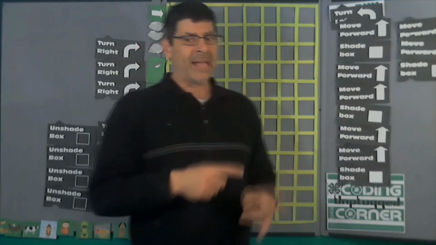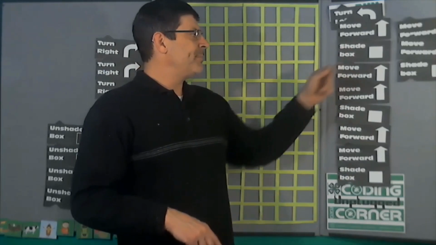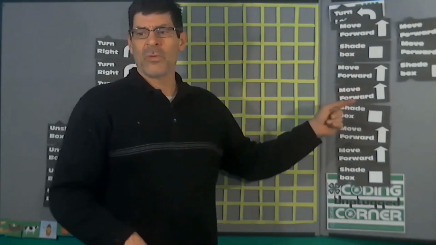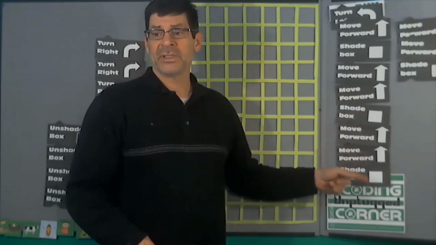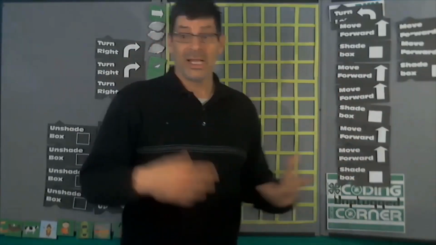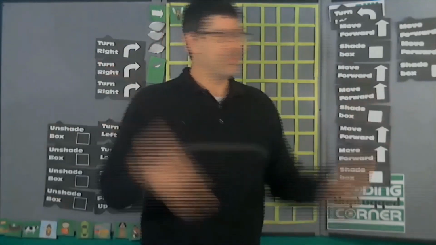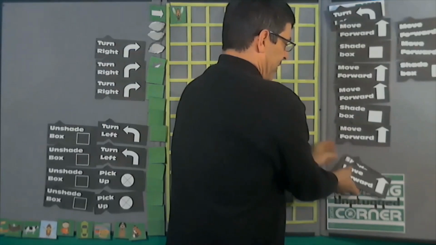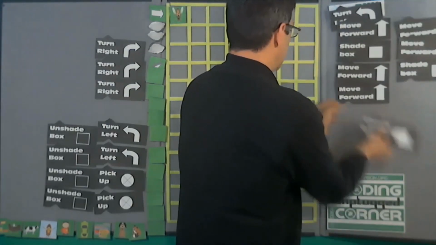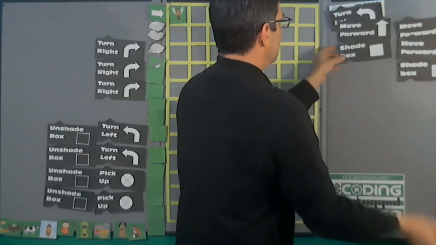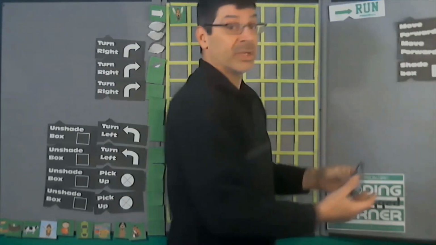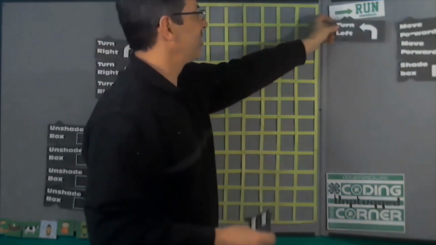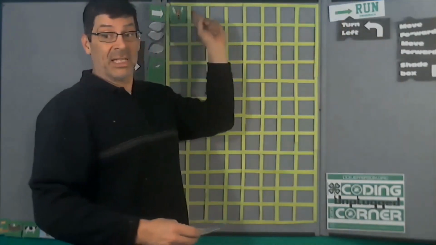I was noticing a pattern repeating. It was that shade box, move forward, wasn't it? Shade box, move forward, shade box, move forward, shade box, move forward. It's that repeating. And how many times? Let's find out. So we know that we can take most of this off. Start from the beginning. So we know we have to turn left. We remember that. So we're definitely turning left. We're definitely moving forward.